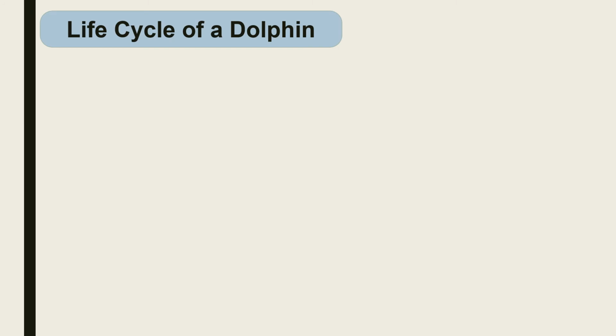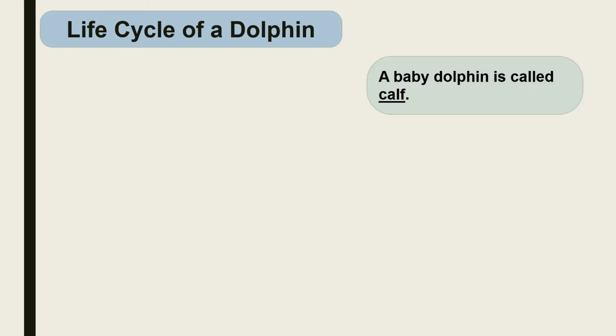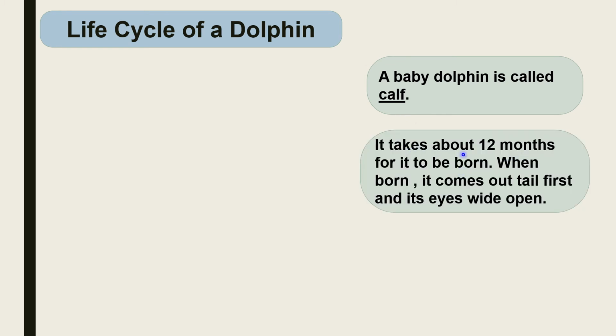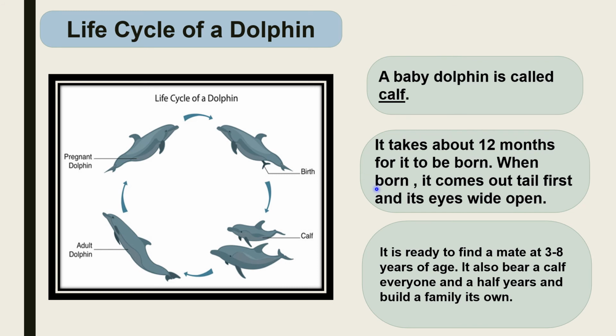Next, a life cycle of dolphin. A baby dolphin is called a calf. It takes about 12 minutes for it to be born. When born, it comes out tail first and its eyes are wide open. It's ready to find a mate at 3 to 8 years of age, and it also bears a calf every 1.5 years and builds a family of its own. So this is the life cycle of dolphin: birth, calf, adult dolphin, and pregnant dolphin.